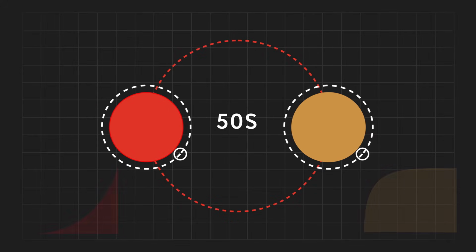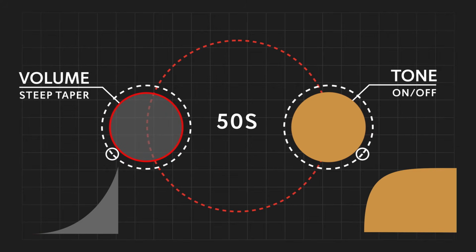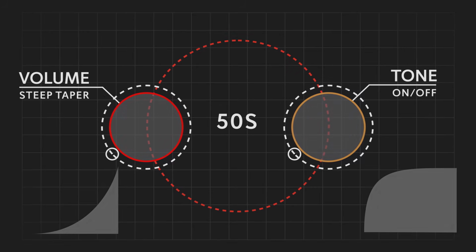50s is famous for having a volume control that keeps a very even tone balance as you roll it off. That is at a cost of a steep taper, and basically an on-off style tone control. What do we mean by an on-off tone control? Nothing happens from 10 to 3, and then from 2 to 1, you really hear it.